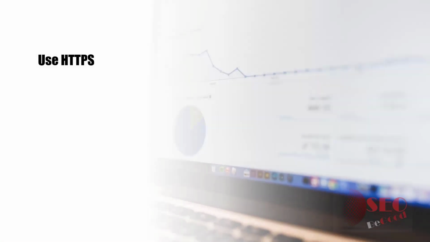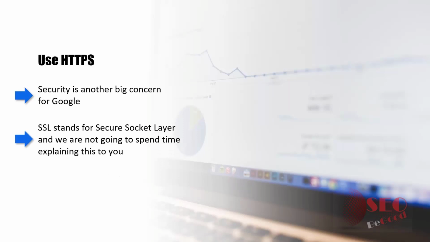Use HTTPS. Security is another big concern for Google. It wants its users to only visit websites that it considers safe. So you need to use SSL certificates with all of your websites. SSL stands for Secure Socket Layer, and we're not going to spend time explaining this to you. You can find plenty of information about this online. So the 11th on-page optimization rule is use SSL certificates, HTTPS.